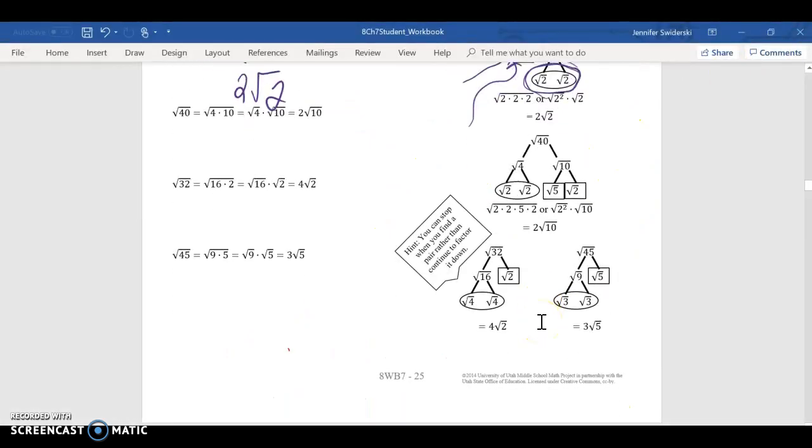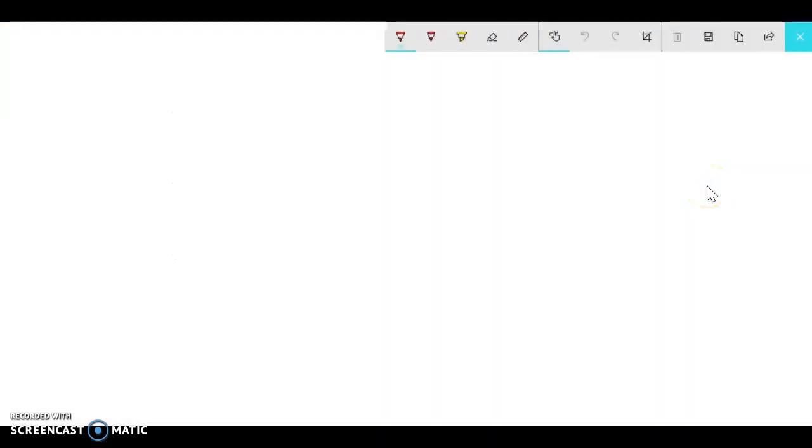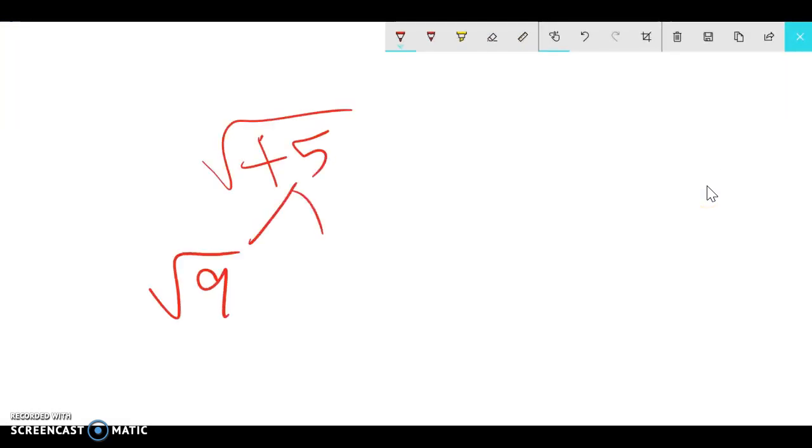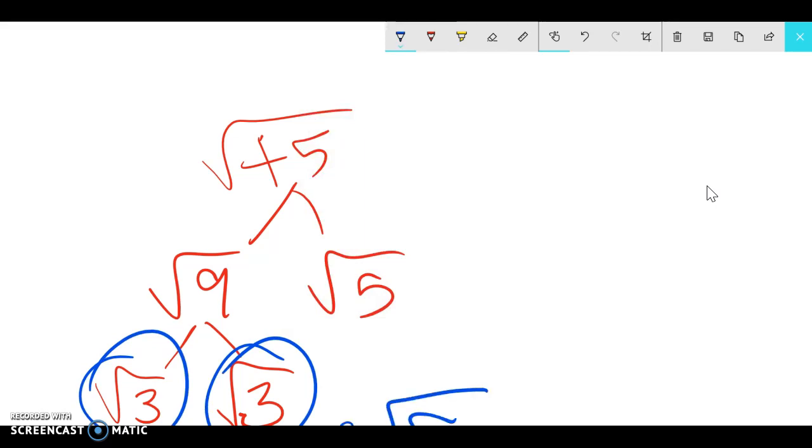Let's try another one. We've got 45. Let's go and try that one. All right, so if I've got the square root of 45, you know that can be broken down to the square root of 9 times the square root of 5. The square root of 9 could become square root 3, square root 3. Hey, I've got a buddy pair of 3's, which means those now become 3 on the outside with root 5 on the inside. Because those are a buddy pair. Once they have their buddy, they can be kicked out to the outside of the square root symbol.